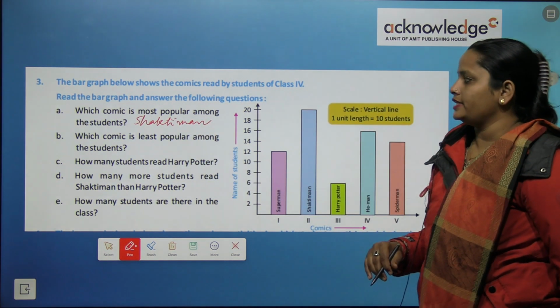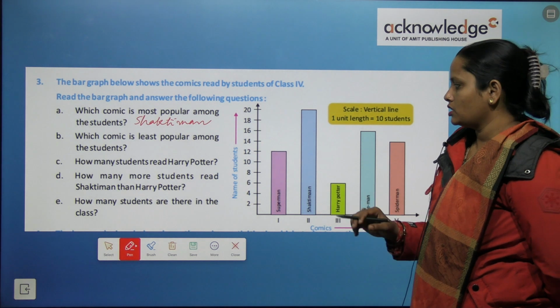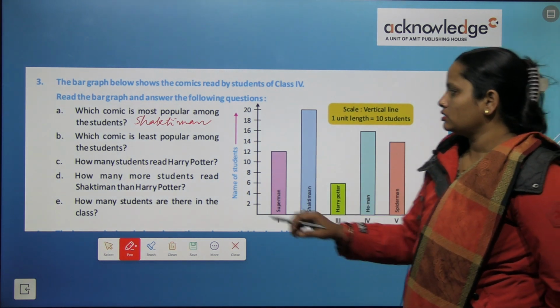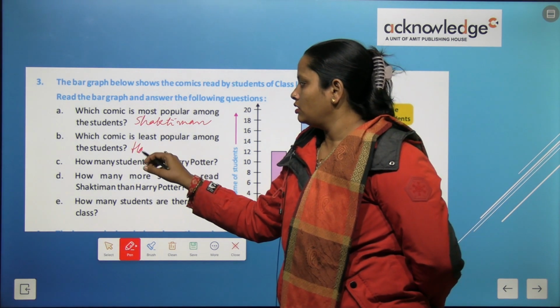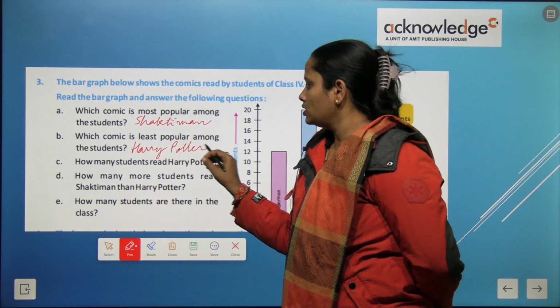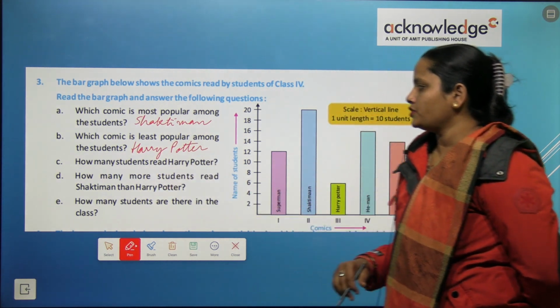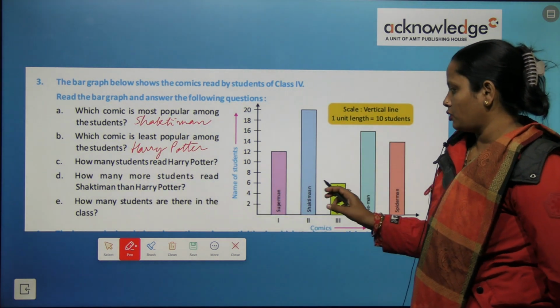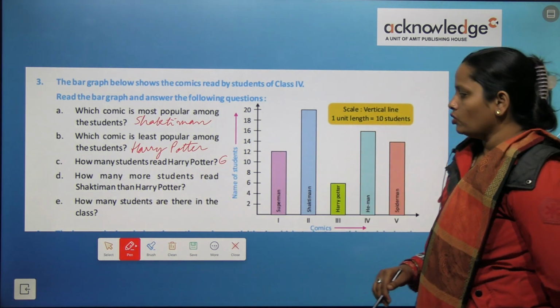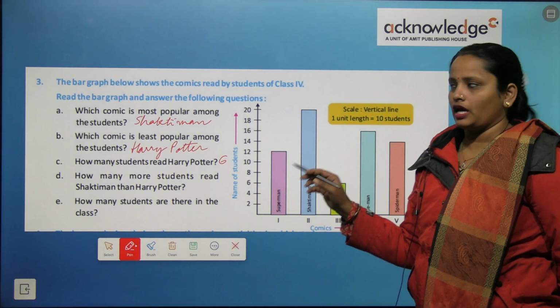Next, which comic is least popular among the students? कौन सी कॉमिक है जो सबसे कम पॉपुलर? It's Harry Potter. How many students read Harry Potter? कितने बच्चों ने हैरी पॉटर को रीड किए? It's 6.